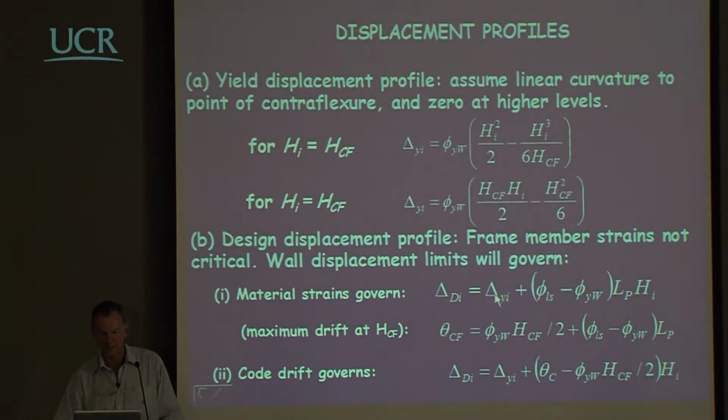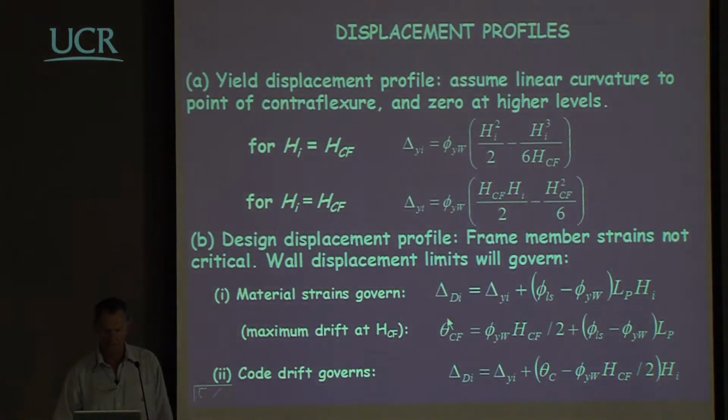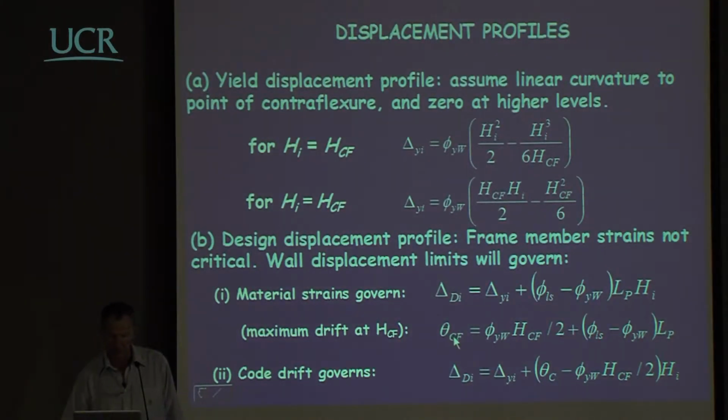The design displacements are the yield displacement plus the rotation of the plastic hinge, the critical limit state rotation, which is the difference between the limit state curvature and the limit state yield curvature times the plastic hinge length, then just times the height. If the maximum drift, and we note that the maximum drift occurs at the height of contraflexure, so we can calculate also what the rotation, the drift at the point of contraflexure is straightforwardly. In the second case, if the code drift governs, it's just the same procedure as we've already talked about for simple cantilever walls.